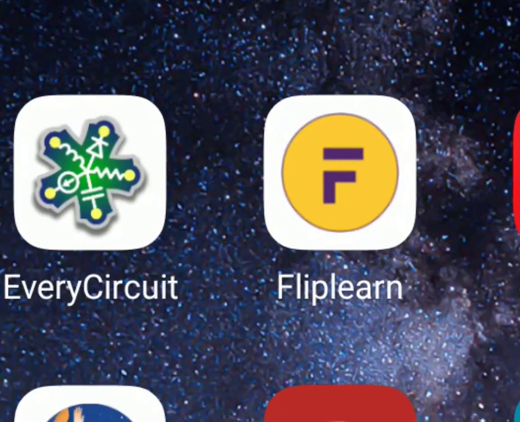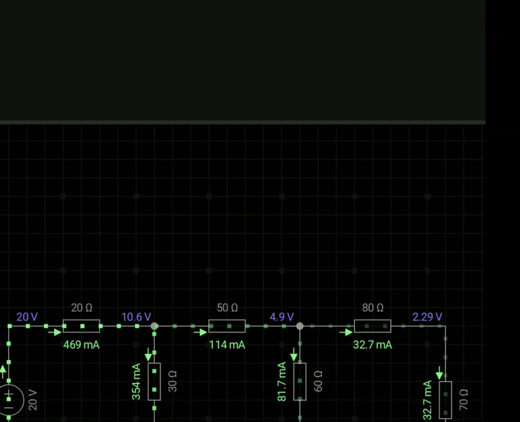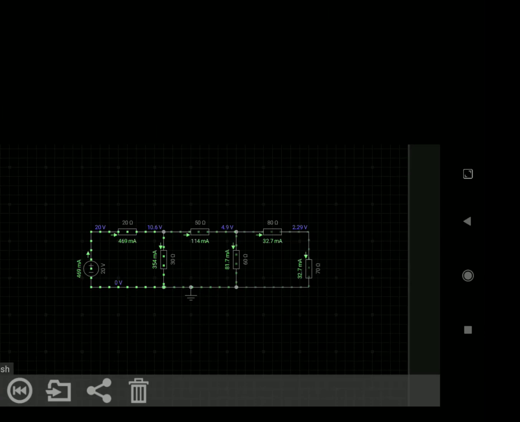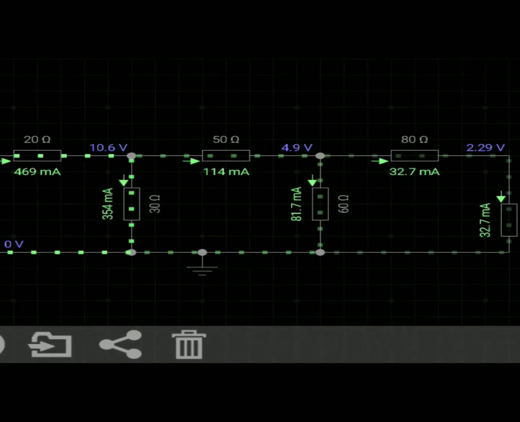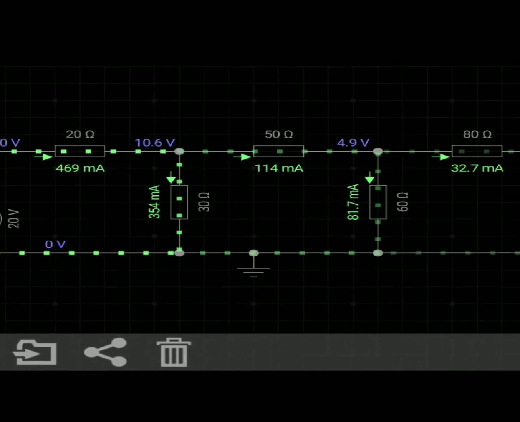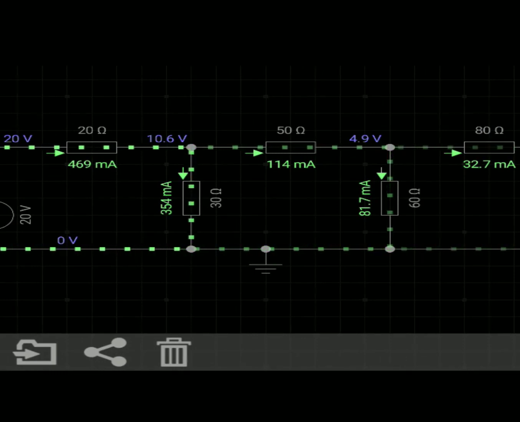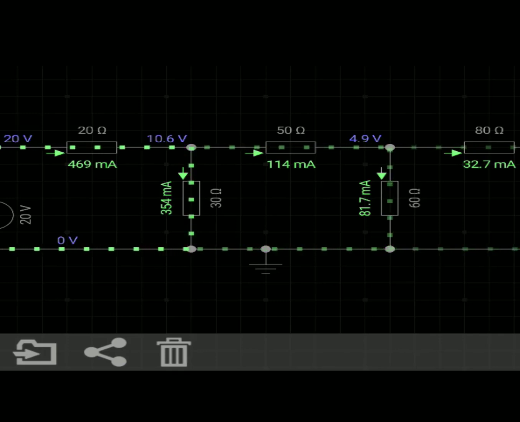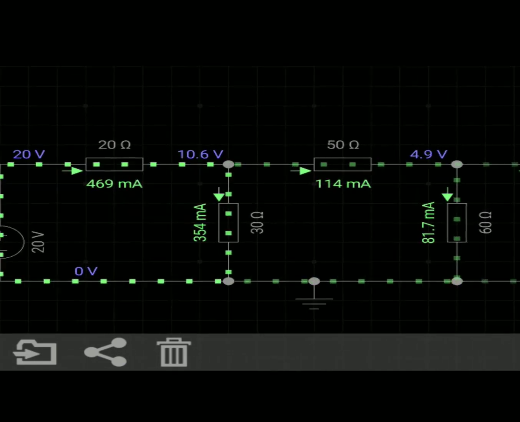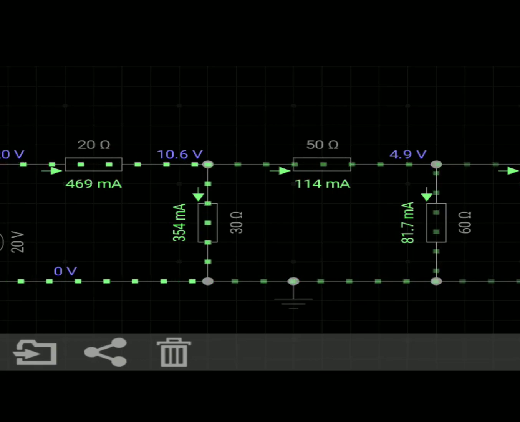Now let us go for the simulation of the circuit. I already implemented that circuit, so let us run this. Remember the current values I1, I2 and I3. I1 was coming as 469 milliampere, and I2 was coming as 114 milliampere. And we have calculated I3 as 32.7 milliampere. And it is showing the same results as what we have calculated. So likewise you can simulate and check out.